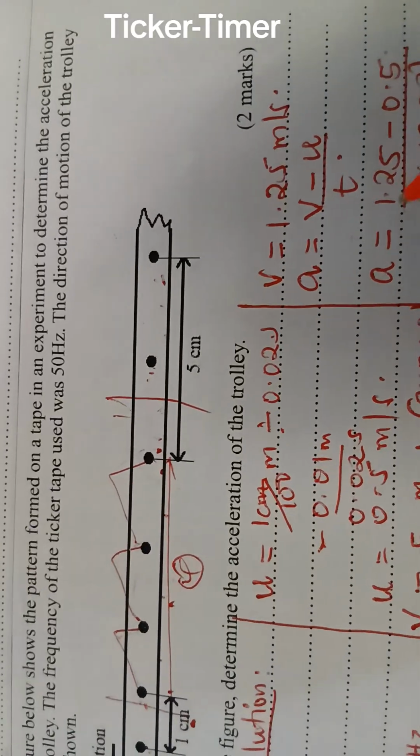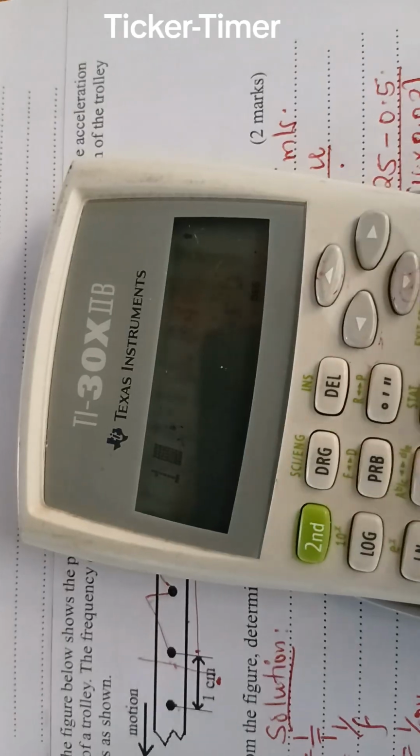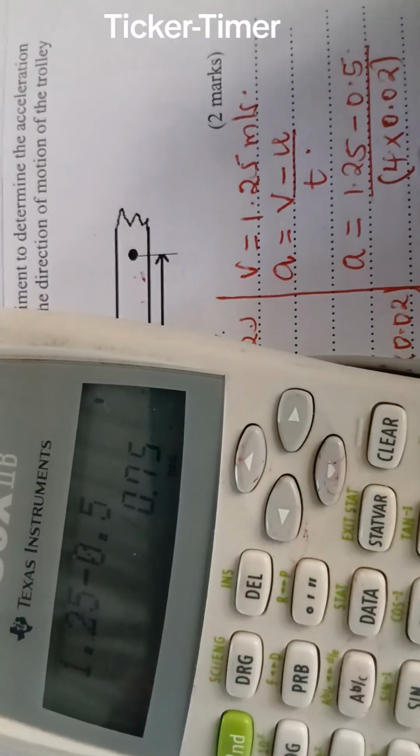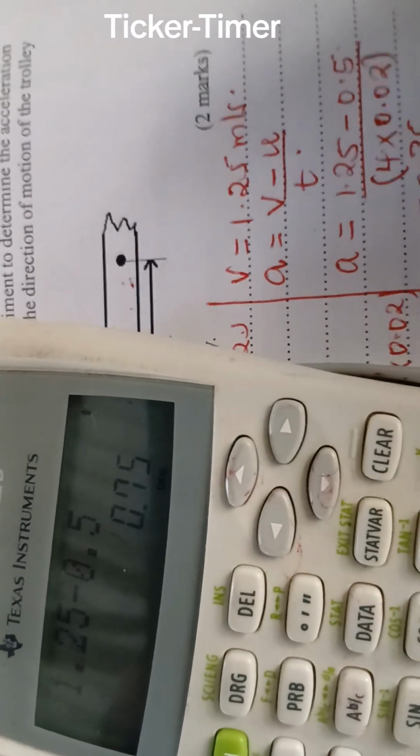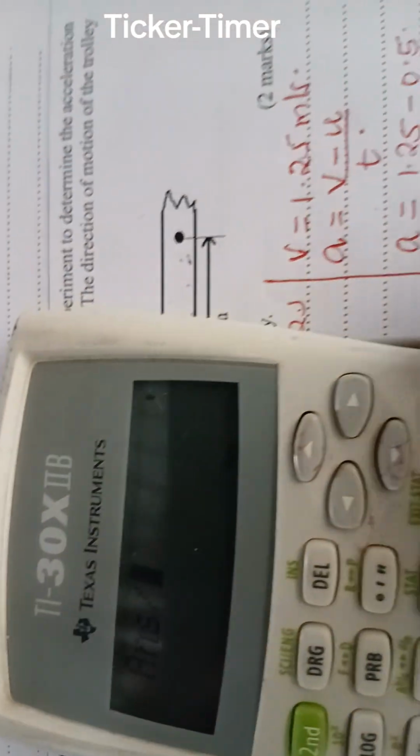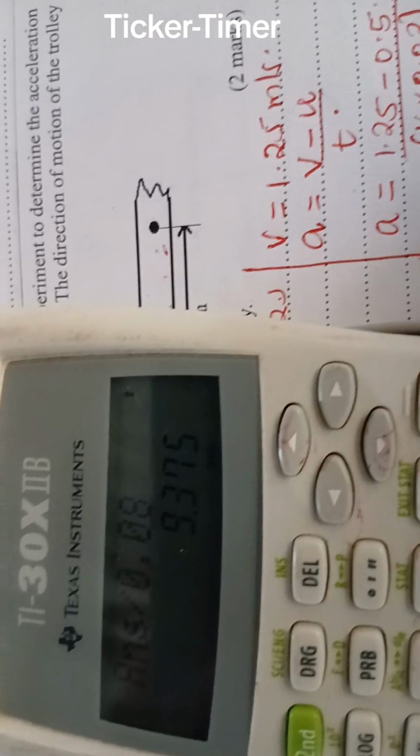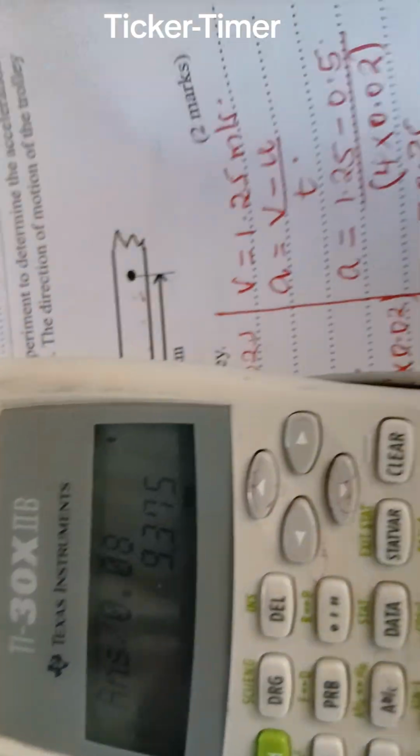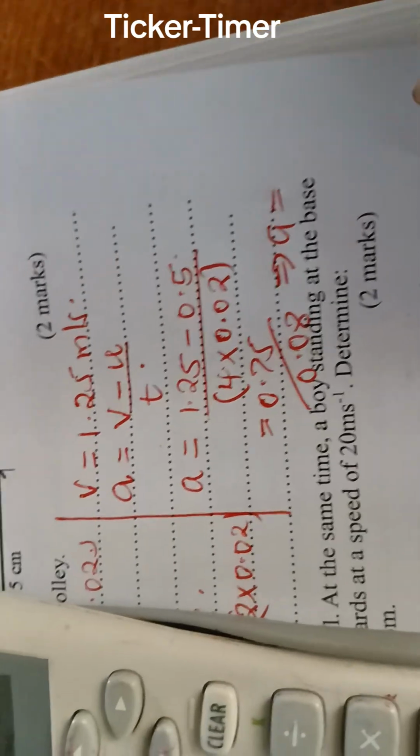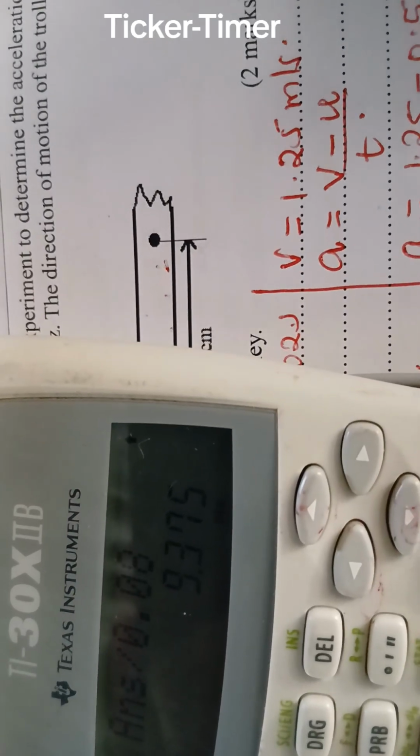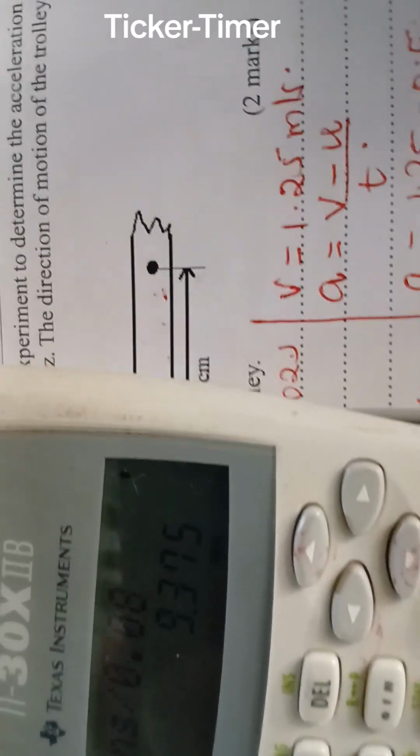So when you work out 1.25 subtract 0.5, that should give you 0.75. 0.75 divided by 0.08, and that is what you are getting. So the acceleration for our case is 9.375 meters per second squared.